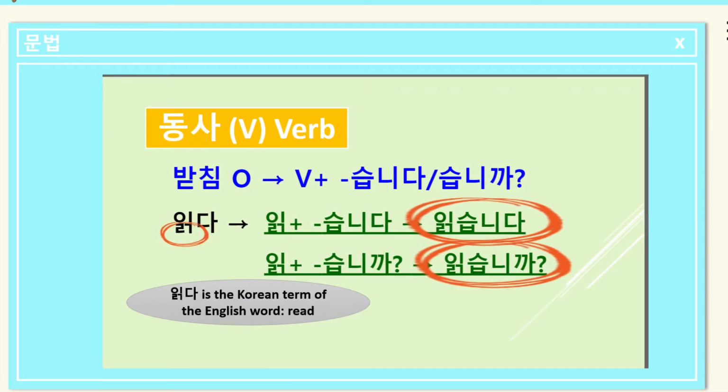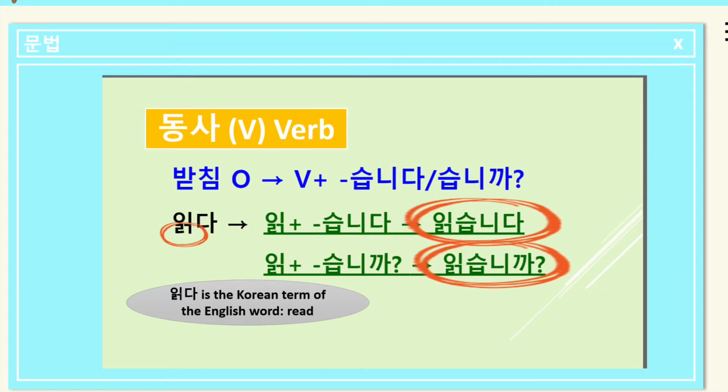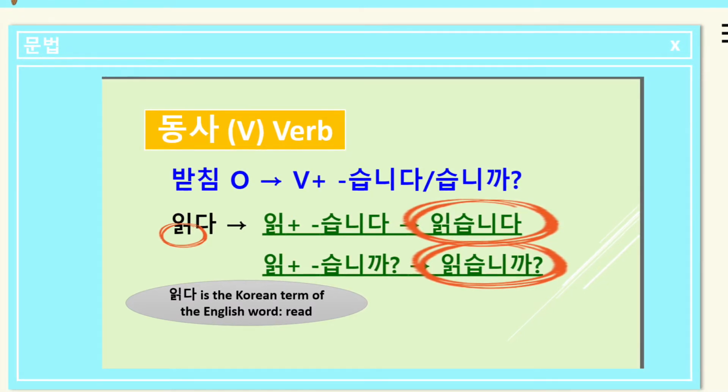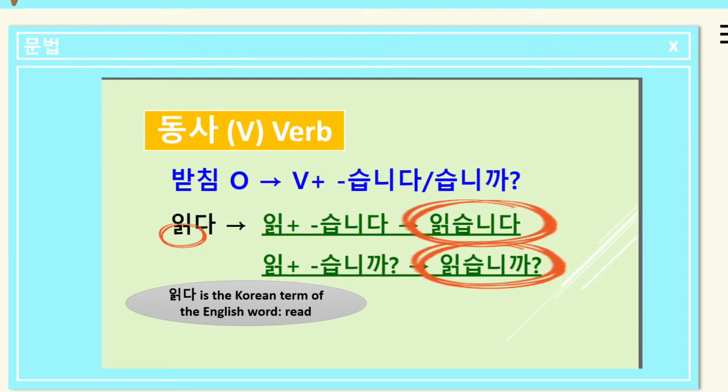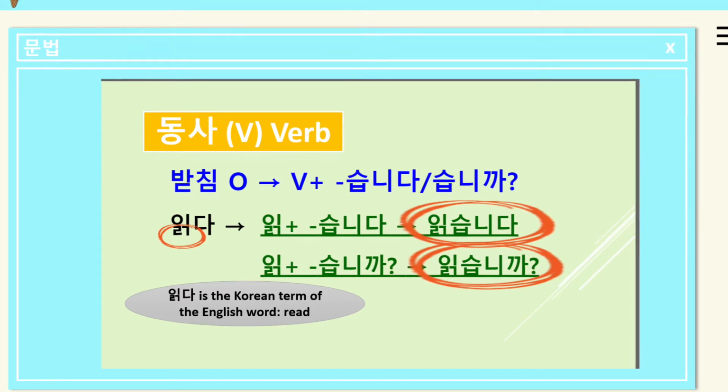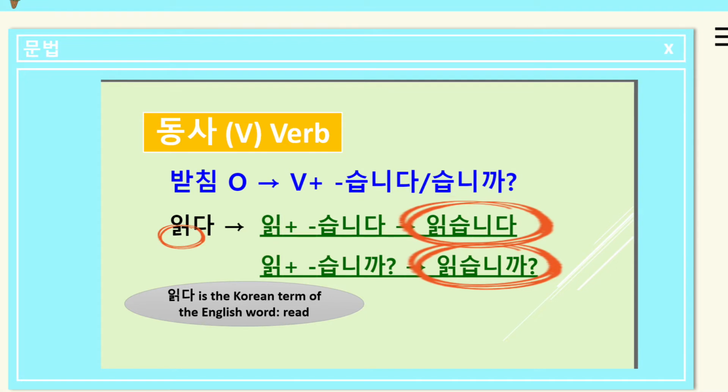읽다 is the Korean term for the English word read. So we see here in the lower part of the first syllable, we will retain that 읽, and then we add 습니다, and that will become 읽습니다. While when changing it to question, 읽습니까? So that will be, did you read? Or I read it.